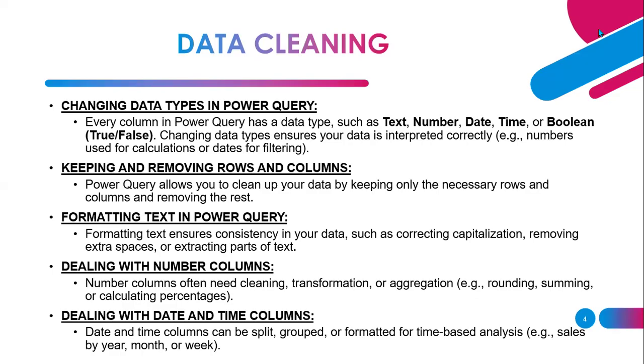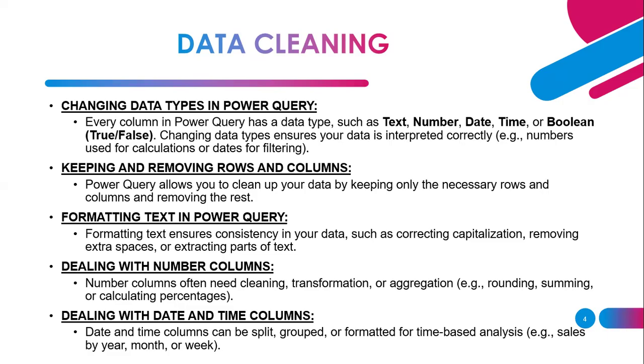So they said every column in Power Query has a data type, such as text, number, date, time, or Boolean. That's the true and false. They said changing data types ensures that our data is interpreted correctly, e.g., numbers used for calculations or dates for filtering. This was the one thing that we did in our last class, making sure each column has the correct data type. If a column containing numeric values is stored as a text data type, we cannot do calculations like average.